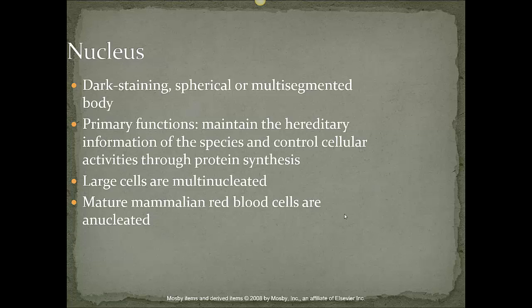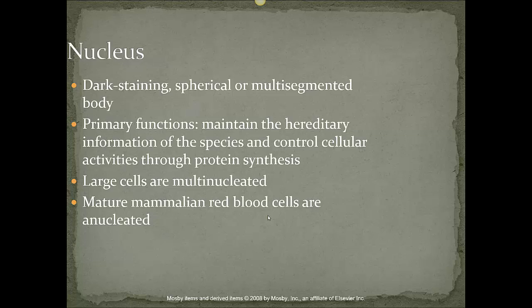One thing to know is that we do have some cells that are lacking a nucleus, and the main ones that we see are mature mammalian red blood cells. So you can know the difference between a dog or cat blood cell and those of a snake or a chicken, because snake and chicken blood both have nucleated red blood cells, whereas all mammalian blood is anucleated. So when they mature, they lose the nucleus.